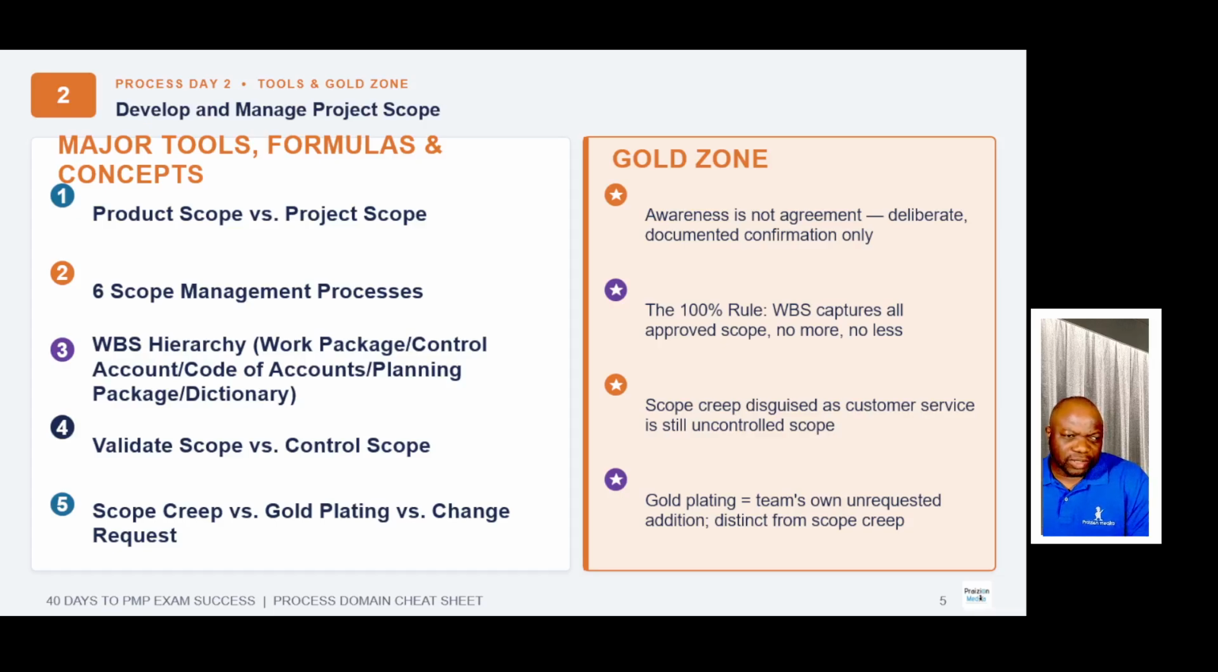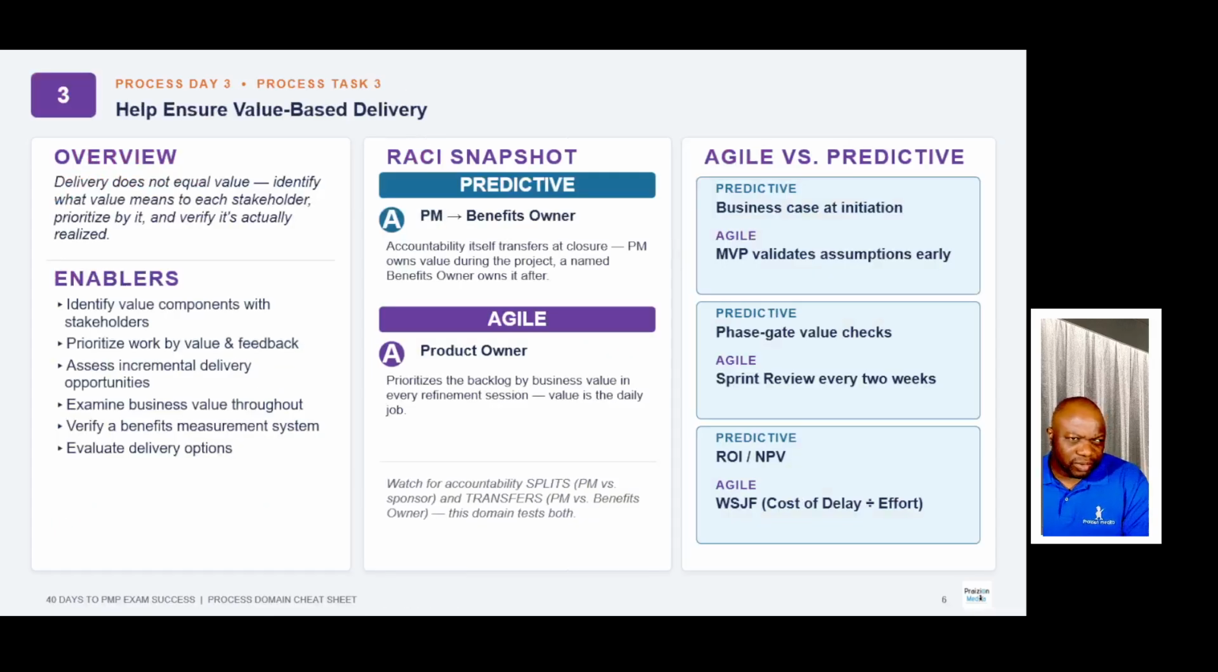When it comes to the hierarchy, work package, control account, and all that stuff, the definitions of the WBS dictionary and the WBS itself, the 100% rule in the WBS, these are things you should be familiar with. Gold plating, and when we talk about scope creep being the overarching term and gold plating as one of the ways it could appear, that is important too.